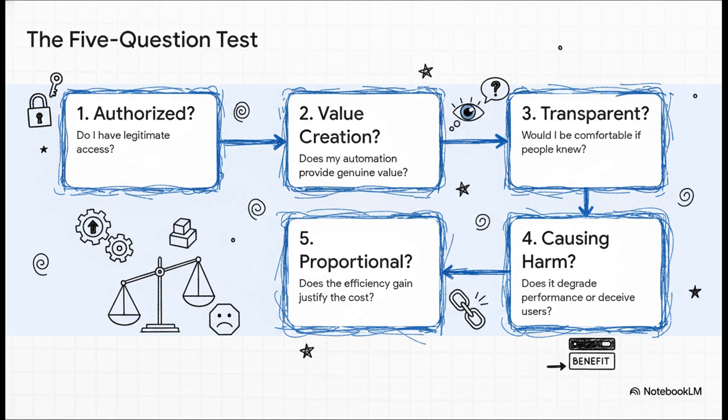1. Am I even supposed to be here? Do I have authorization? 2. Is my bot actually creating something useful, or is it just taking value away from others? 3. If everyone found out what I was doing, would I be okay with that? 4. Am I causing any harm, even by accident, like slowing down a website or tricking people? And number 5. Does the good thing my automation does outweigh any potential costs to the system or to others? The most important part of this is being brutally honest with yourself when you answer.